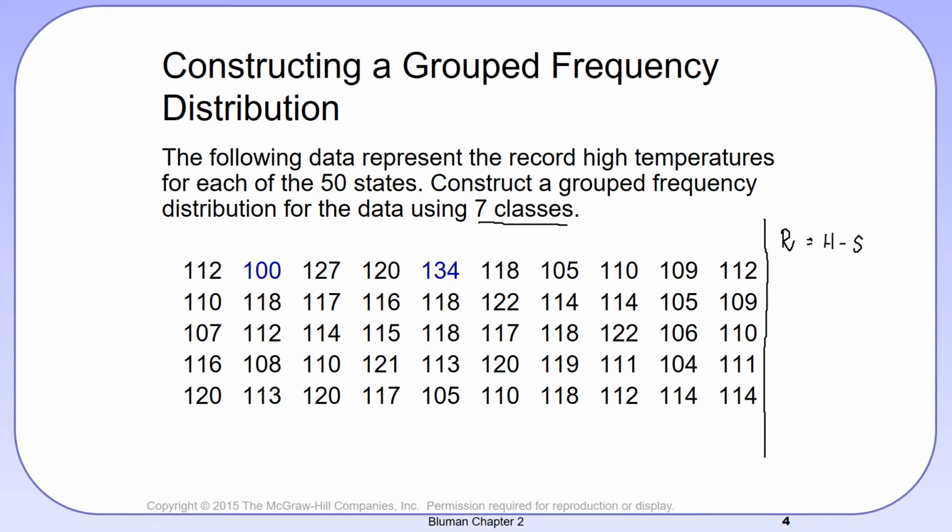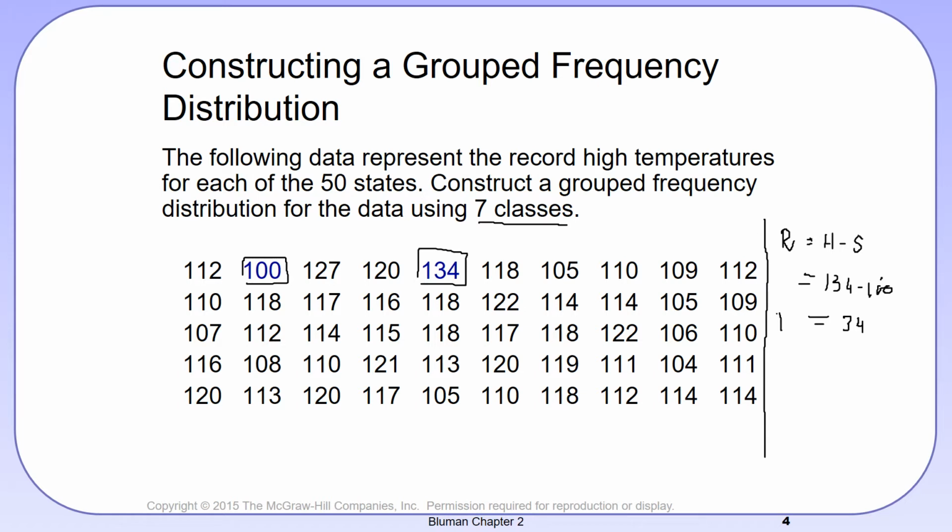Now dear student, we have already discussed this question in our first lesson. This is our highest value, and 100 is our lowest value. So the range will become 134 minus 100, so the answer will become 34. The range will become 34.